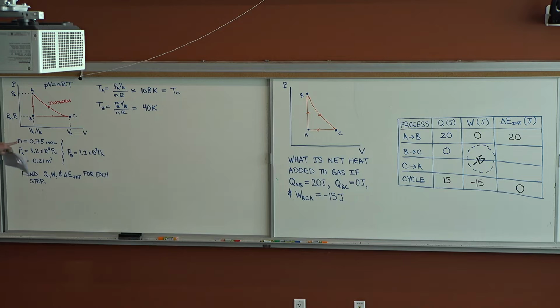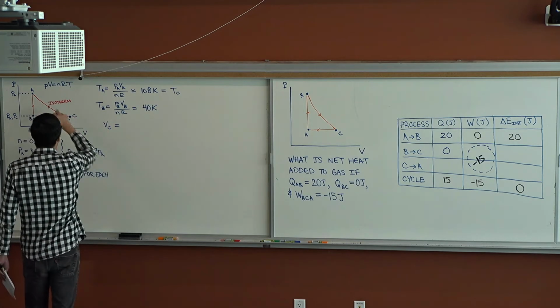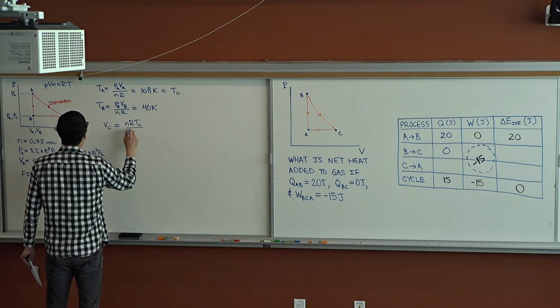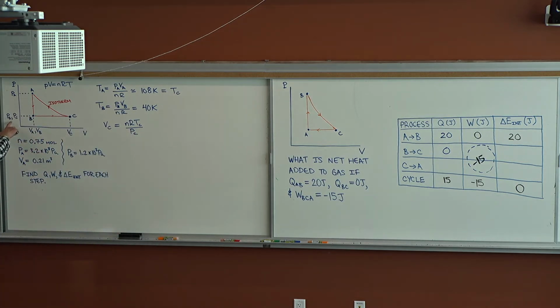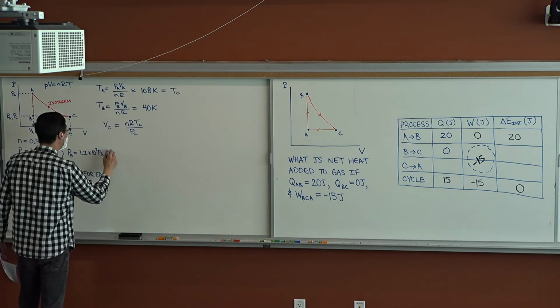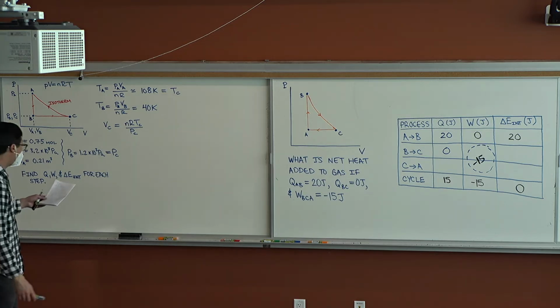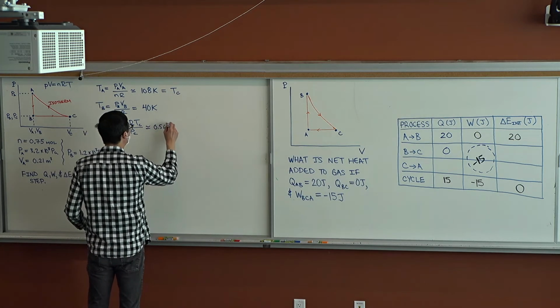If I wanted to find VC, well, I can say that VC is equal to nRTC over PC. And I know that PB and PC are the same, right, because that's an isobar. That's okay? All right. If we do this, I think this is about 0.56 cubic meters.